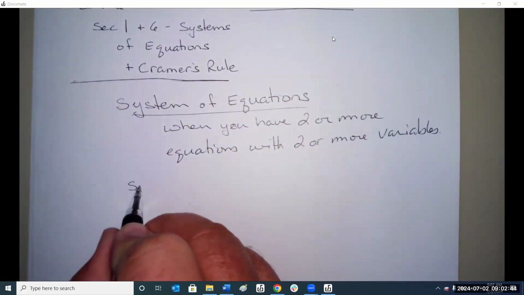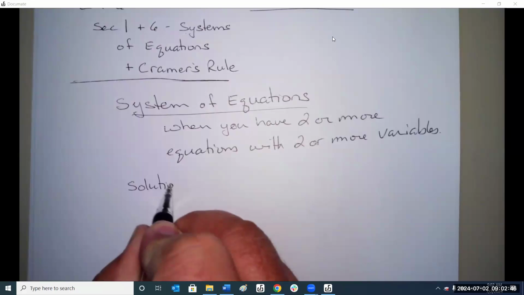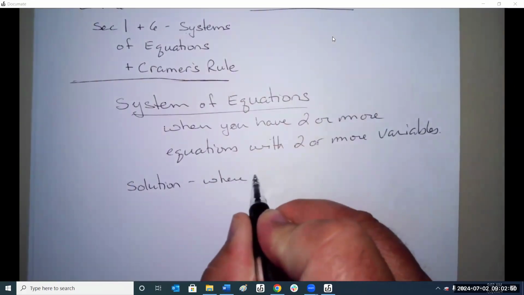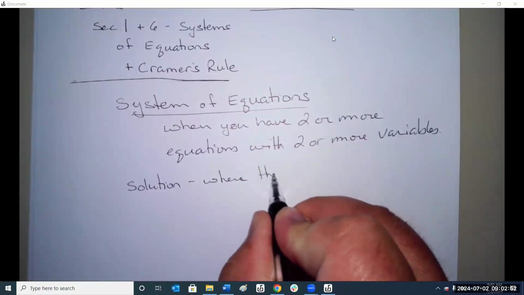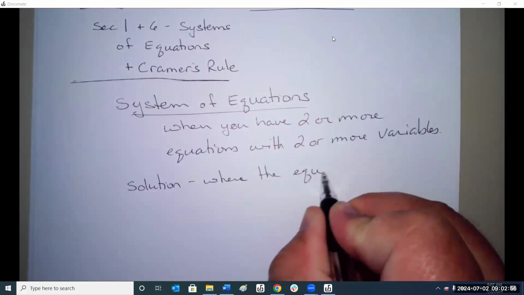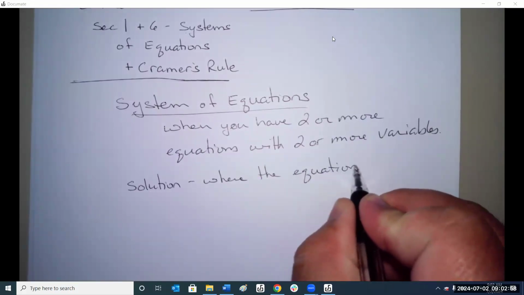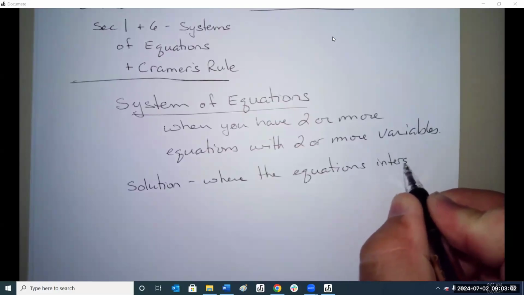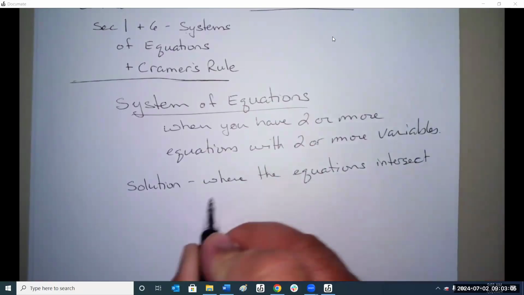Here, a solution is where the equations of your system intersect each other.